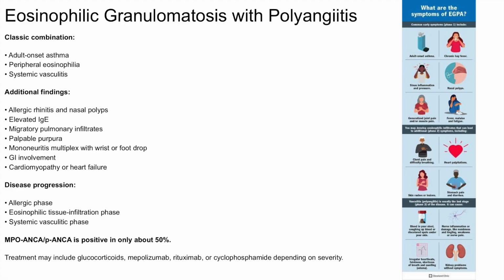Cardiac involvement, including eosinophilic cardiomyopathy and heart failure, is an especially important cause of morbidity here. And so MPO-ANCA or P-ANCA is present in only about half of patients. So a negative ANCA does not exclude EGPA. Treatment is based on severity and may include glucocorticoids, the anti-IL-5 antibody mepolizumab, or rituximab or cyclophosphamide for a major organ system.